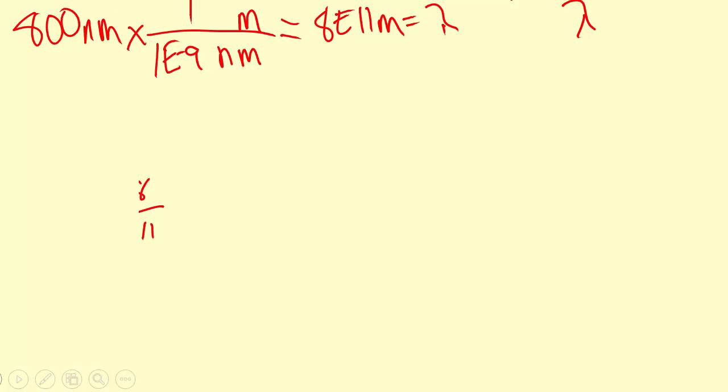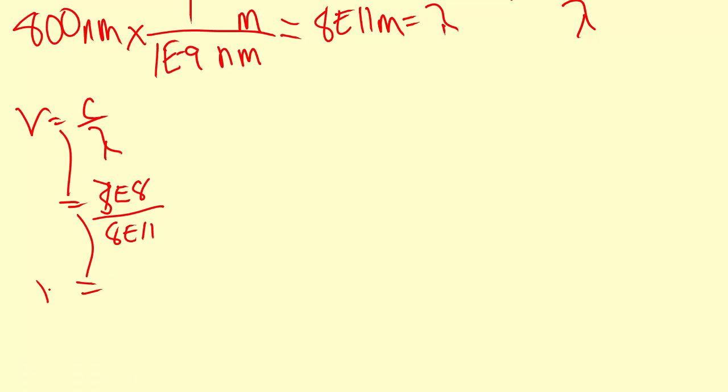3e8 divided by 8e negative 7 is, so my new nu is 3.75e14.